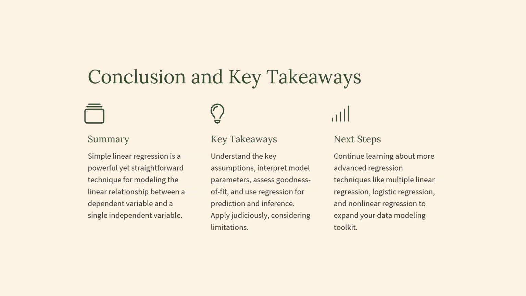So finally, I will talk to you about the conclusion and key takeaways in simple linear regression. Number one, summary. Simple linear regression is a powerful yet straightforward technique for modeling the linear relationship between a dependent variable and a single independent variable. Key takeaways: understand the key assumptions, interpret model parameters, assess goodness of fit, and use regression for prediction and inference. Apply judiciously, considering limitations. And last one, next steps.